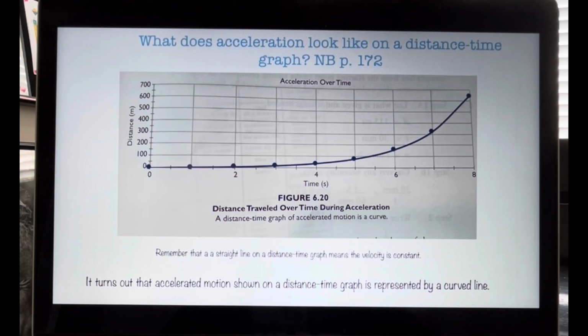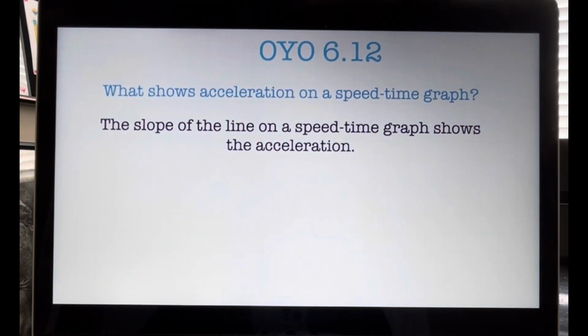All right, on your own. What shows acceleration on a speed time graph? You should know this. I think I've said this like 4 times on this video. The slope of the line on a speed time graph shows the acceleration.